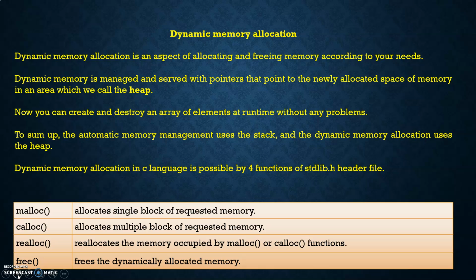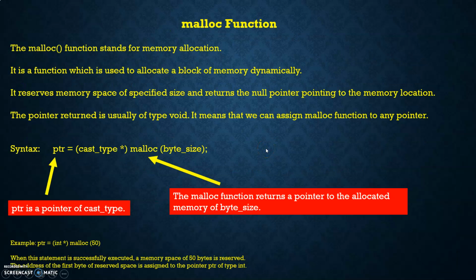These are the 4 functions that are present in dynamic memory allocation. Let us take an example. The first one is the malloc function. As I have told you, malloc is called memory allocation, and it is a single block of memory, right? So the syntax for it is ptr equals cast type star malloc byte underscore size.